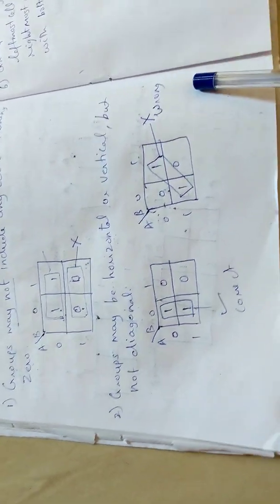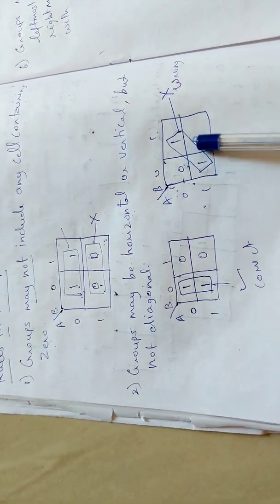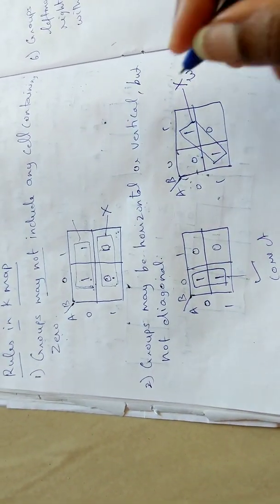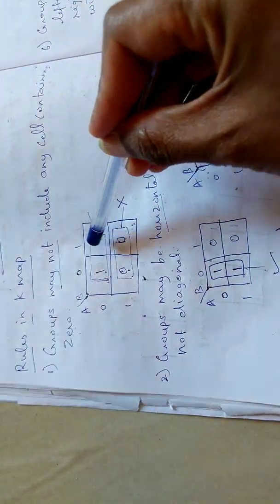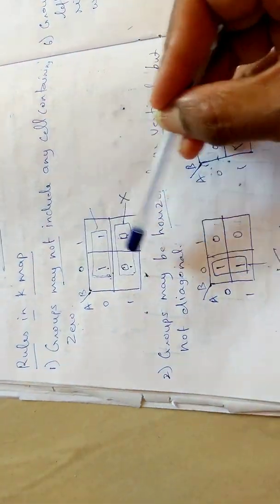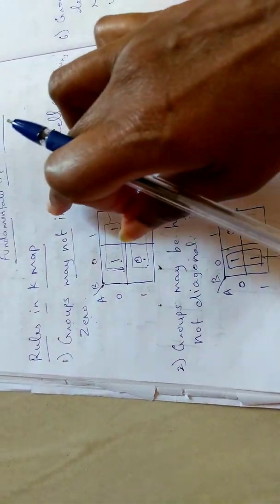Correct one. Okay, this is wrong. Vertically it is not, diagonally it is not allowed. Only horizontally or vertically it is allowed. Like this, horizontally, vertically. And a group should be only for the ones, not for the zeros. These are the two first groups.